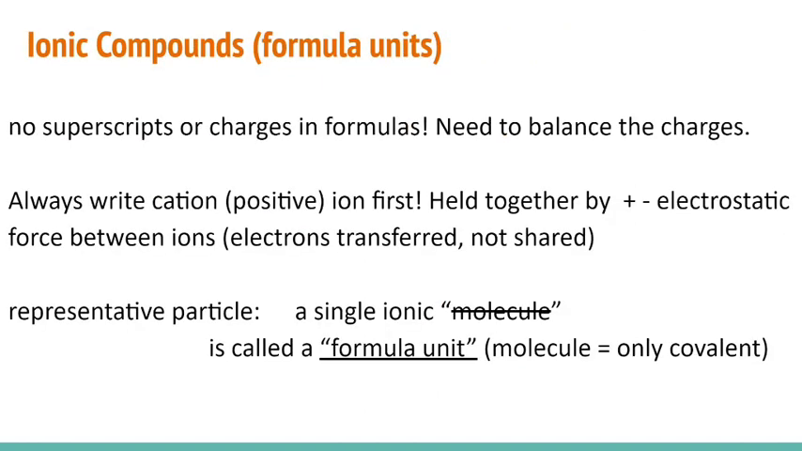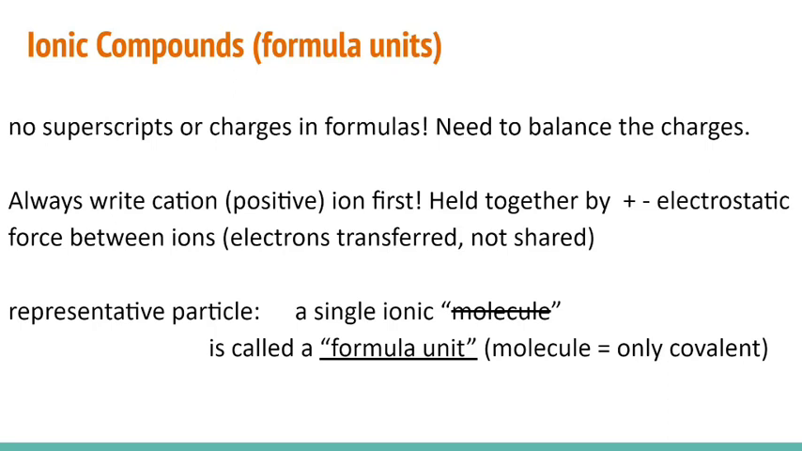Now, if we move into ionic compounds, there's no superscripts or charges in formulas, even though the atoms have charges when they form these bonds. That's what attracts them together, like we already talked about. The charges are always going to cancel each other out. The total charge of the compound is 0, which is why you will never see a charge written in one of these formulas. The cation, the positive ion, goes first, but when we're going straight from a name to a formula, we just keep everything in the same order.